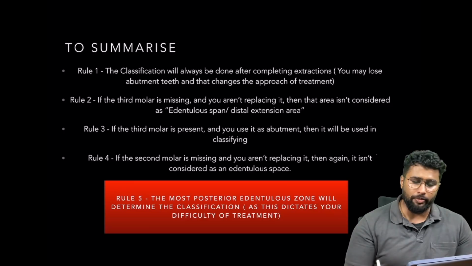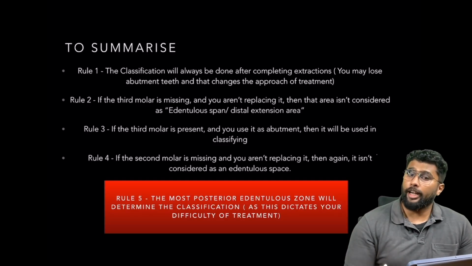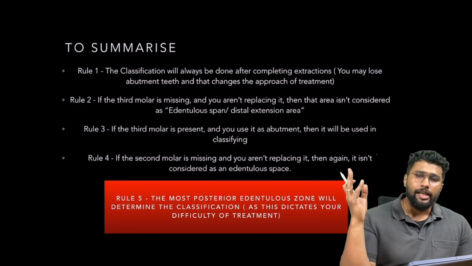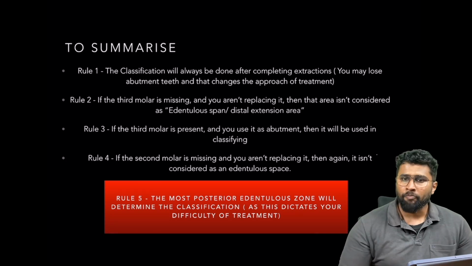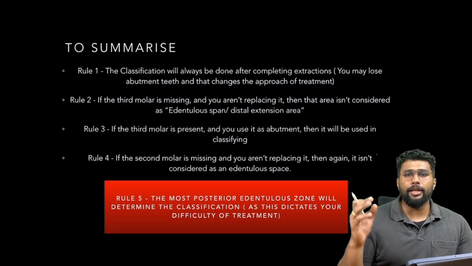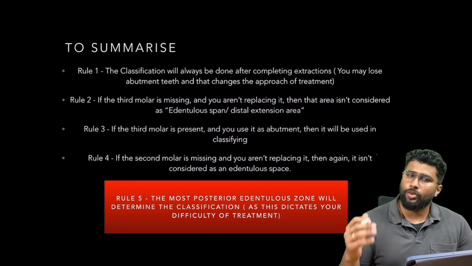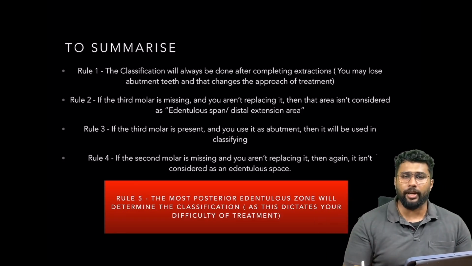If a third molar is missing and you aren't replacing it, then that area isn't considered as an edentulous span or a distal extension area. In rule 3, if the third molar is present and you're going to use it as an abutment, then it will be used for classifying. Say for example, I have a case in which 5, 6 and 7 are missing and I have an 8. And if I'm going to be using the 8 as an abutment, then that 8 will be serving as a distal abutment and basically I have an effect of a Kennedy class 3 situation. So I will be considering the 8 in the classification.